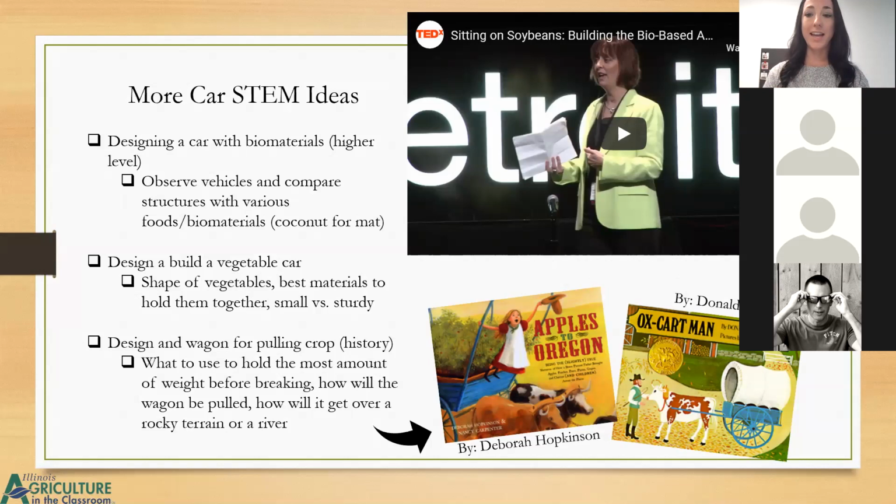So a couple of little books that kind of go along with that and tying in history, Apples to Oregon, where they really come across some of those obstacles, and then The Oxcart Man, really looking at how people did have to leave their communities or their homes from miles away to go and try to sell their produce and what they had to offer. So that would be fun. You could also even do a boat kind of thing and look at, well, how much weight will a boat hold? Look at buoyancy, all of that fun stuff.